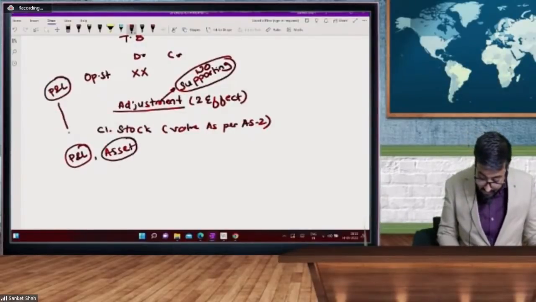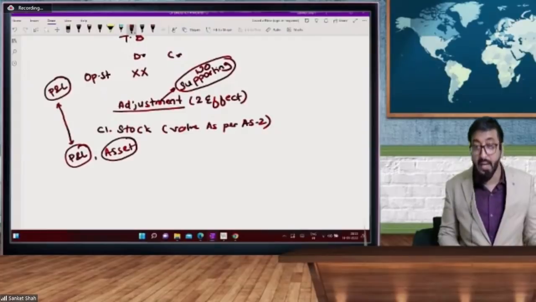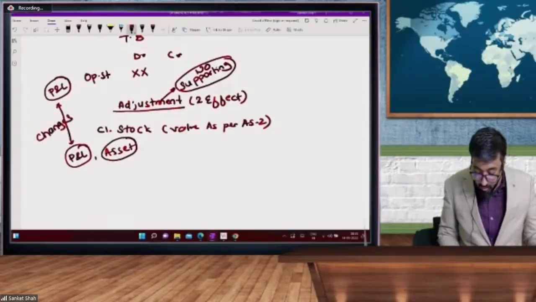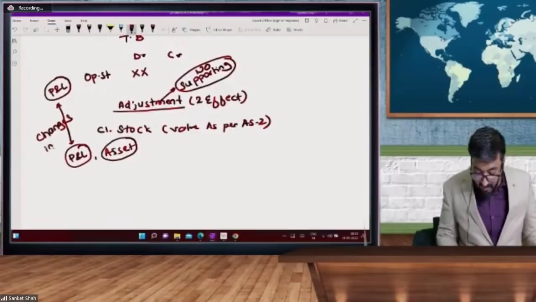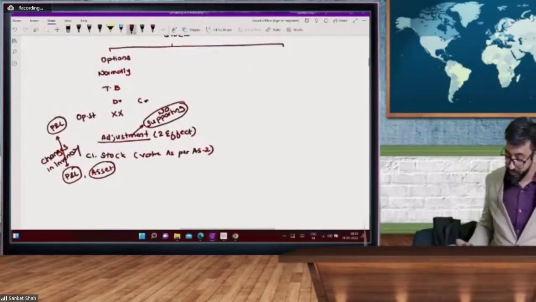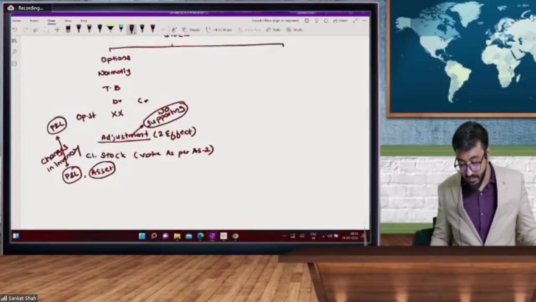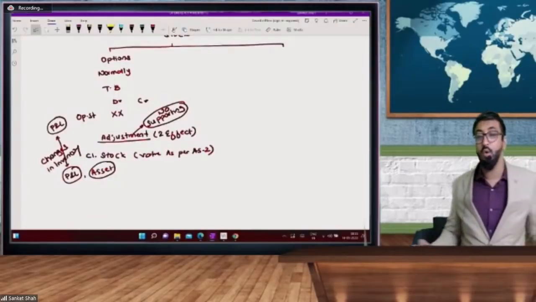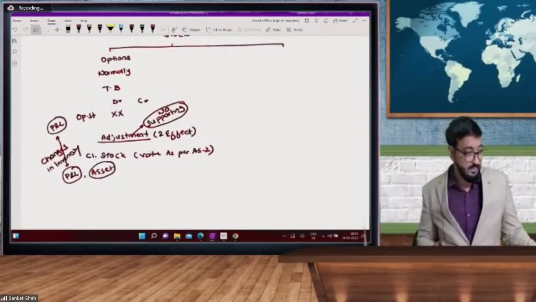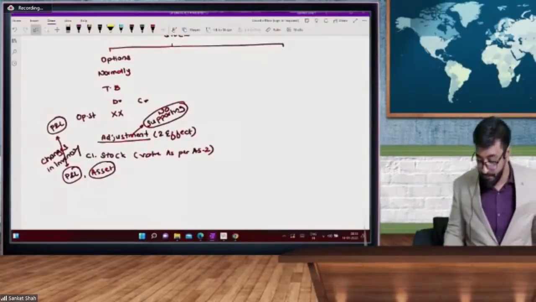And in company accounts, we do not consider opening and closing stock separately; we consider changes in inventory. So on the asset side you record closing stock, and in P&L account you record the difference of opening stock and closing stock. This is normally option 1.